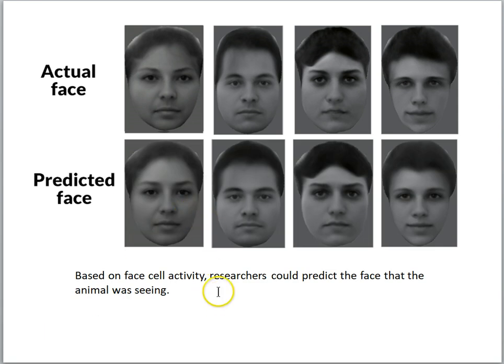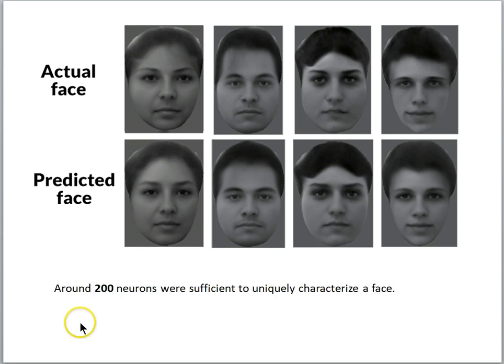And then they went on to characterize these face cells. What dimension were they responding to? Based on face cell activity, the researchers could predict the face that the animal was seeing. So this was the actual face. They recorded from cells, they knew the response characteristics of the cells, and without even knowing what face was being presented, they could predict the face. They could reconstruct the face based on the pattern of cell activity, and the prediction was pretty close to the actual face that was presented to the animal. And interestingly, just around 200 neurons were sufficient to uniquely characterize a face.